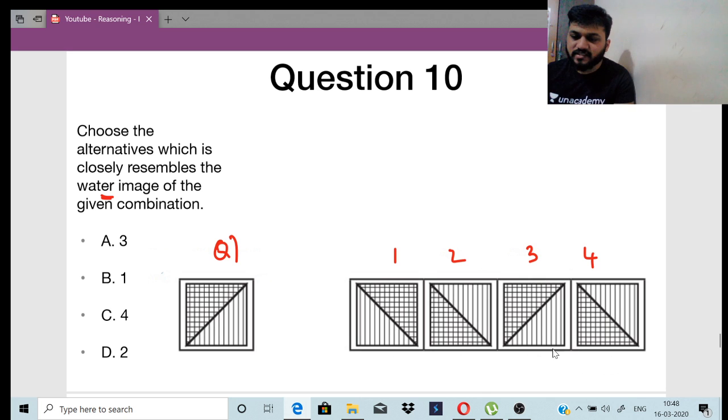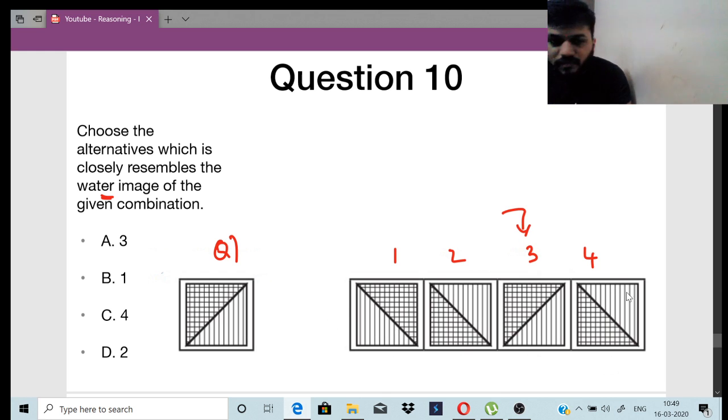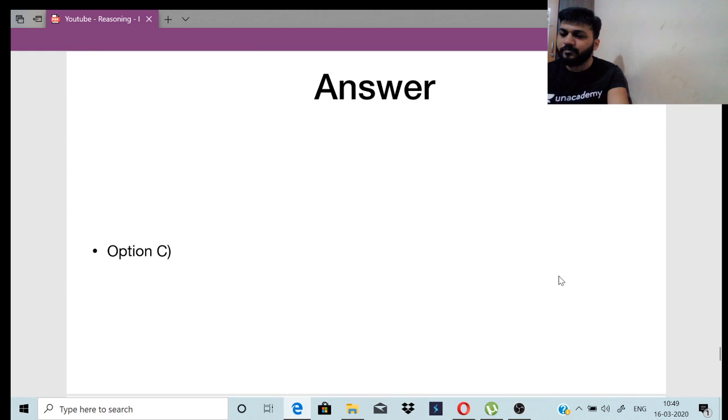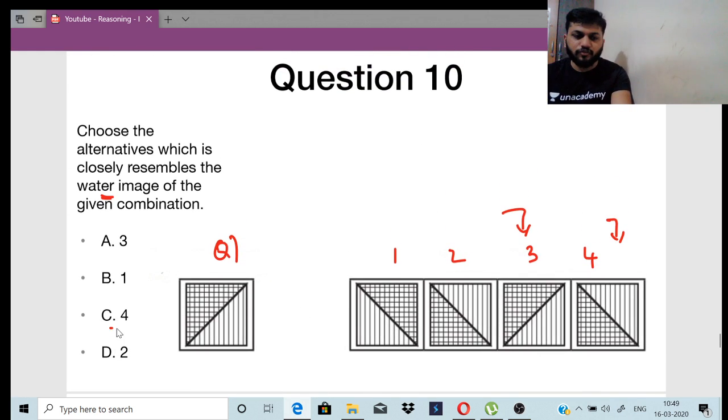Okay, Shashank is telling it as A. Shashank and Subhajit are telling the third one is correct, whereas SK is telling the fourth one is correct. So let us see which one is correct. It is option C, that is the fourth one is correct. Okay, water image है ना, water image. देखो water image ऐसा होगा ना बाबा.